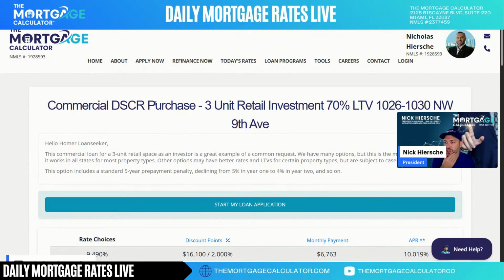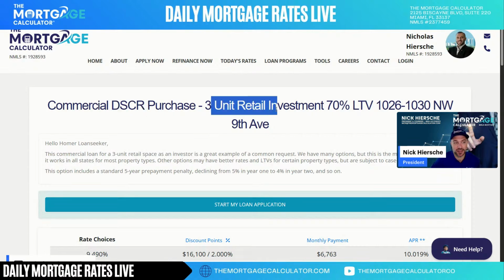There are other commercial options, a little more complex. A lot of people have learned about the SBA loan option with extremely high LTVs, but those also have a lot of extra documentation requirements as they are government loans. This is our typical commercial option. So this is full commercial, very simple DSCR commercial.